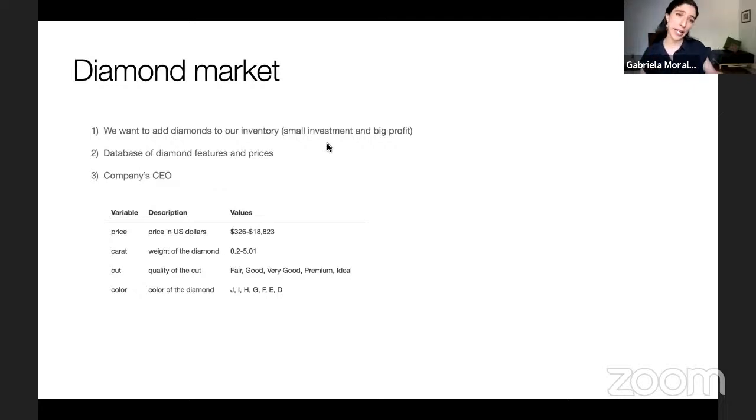The database we're going to use to choose which kinds of diamonds we're going to purchase to sell is the database of diamond features and prices. We're going to present this to the company's CEO to convince her or him of which types of diamonds we should invest in. Here we have a very big data set, and here's only the description of the data set. It's not the data set itself.